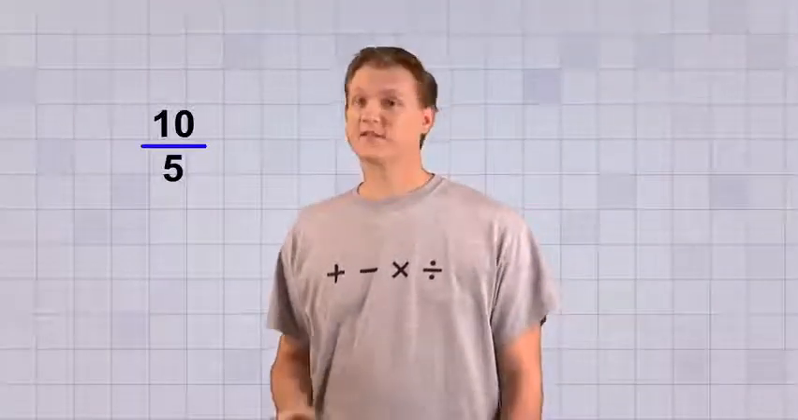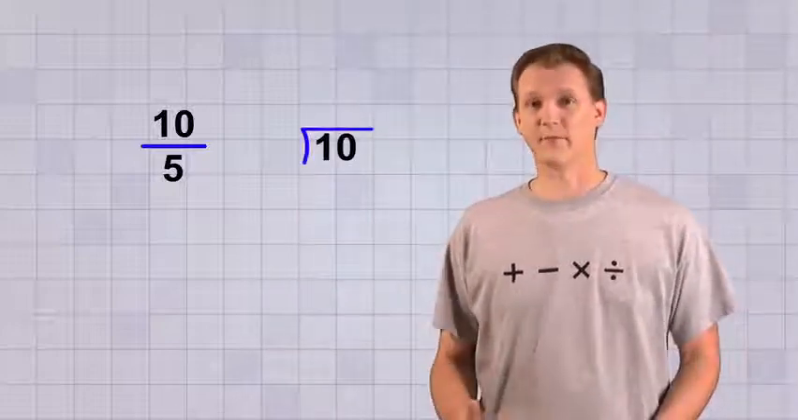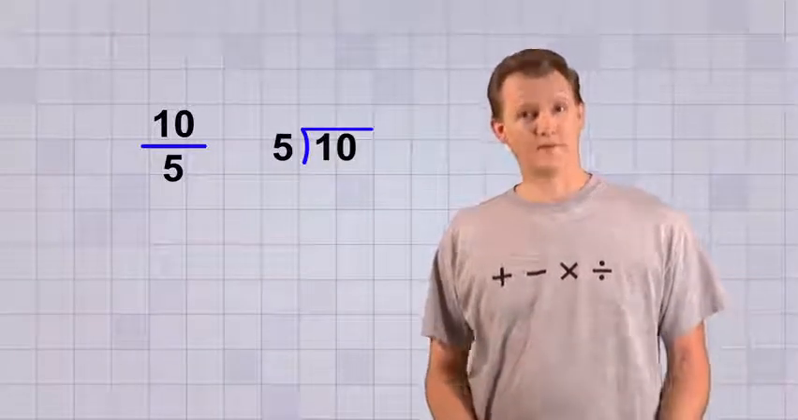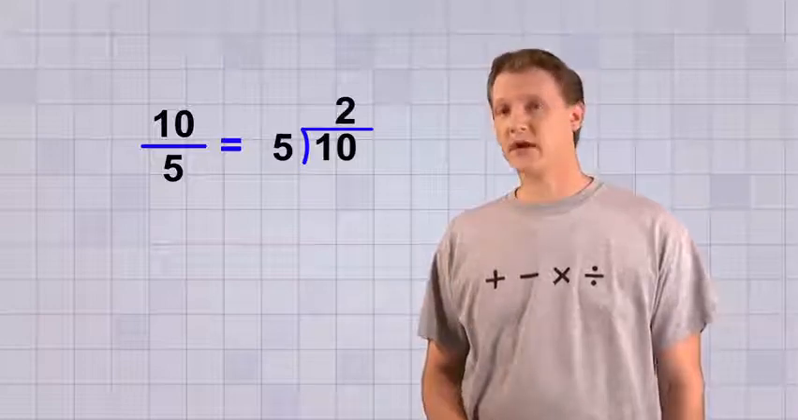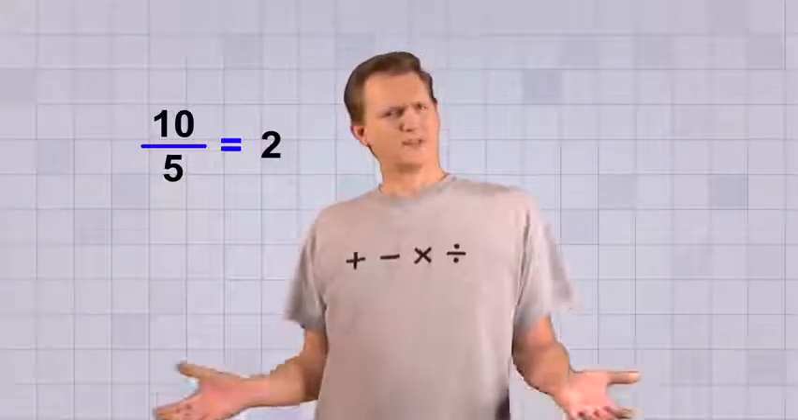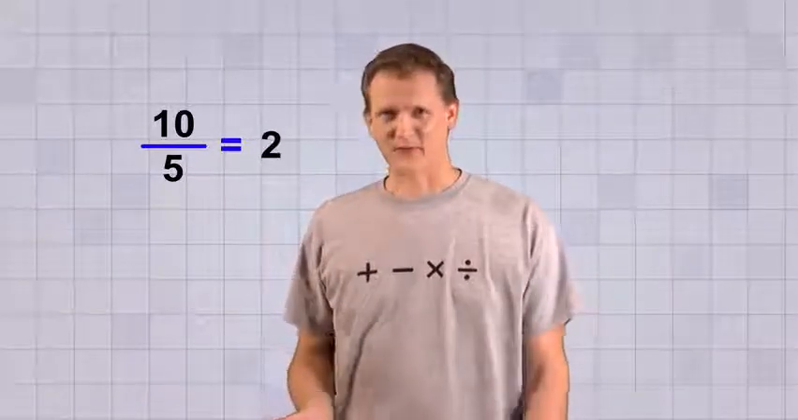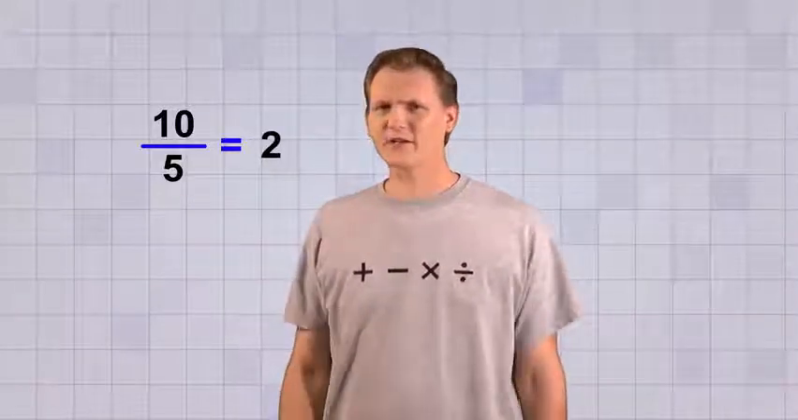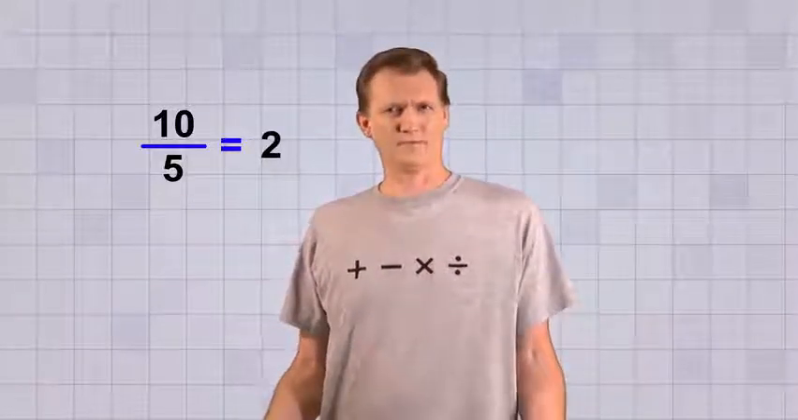Let's look at this fraction, for example. 10/5. That's the same as the division problem, 10 divided by 5. Now we know that 10 divided by 5 is 2, so the value of this fraction is 2. So what's the deal? The value 2 doesn't seem like a smaller part of something. In fact, it seems like 2 of something. I mean, aren't fractions supposed to have a value smaller than 1?